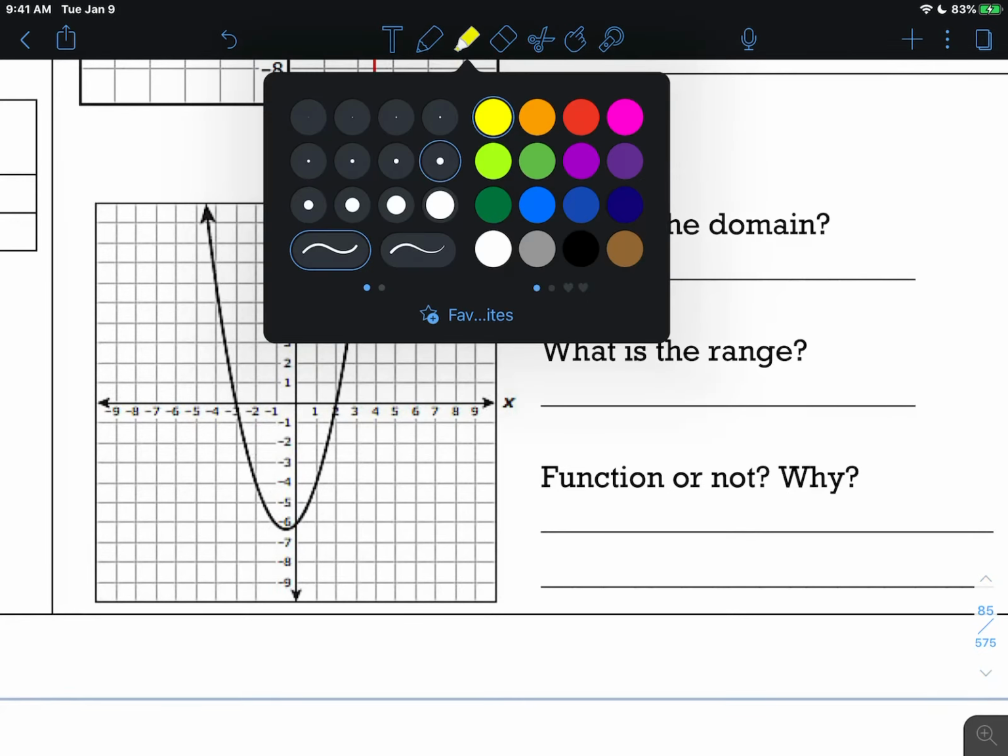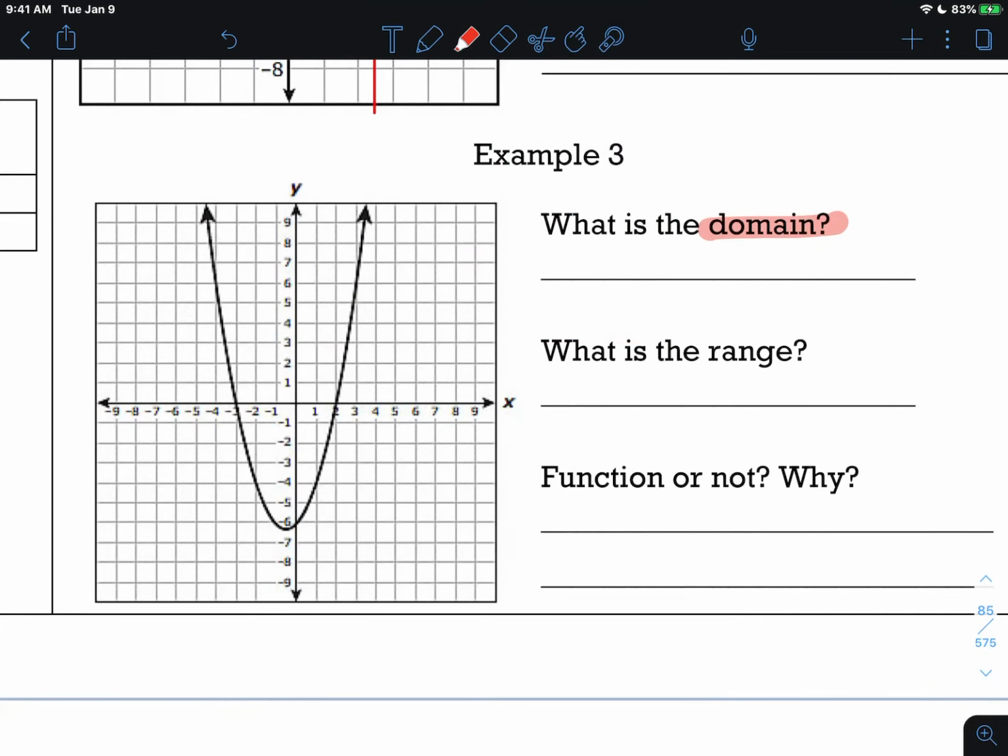So first thing, let's go ahead and take a look at my domain, the x's. All right, let me go ahead and draw in my pencil here. Oh, excuse me, I forgot. Is this continuous or discrete? It is continuous, so I'm going to go ahead and write in the base part of my domain and range. Then I'm going to go ahead and grab my pencil. I'm going to go ahead and move from way out here.